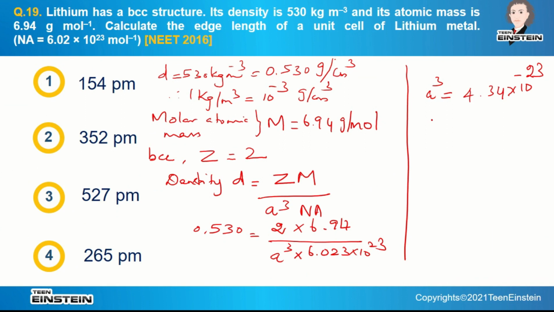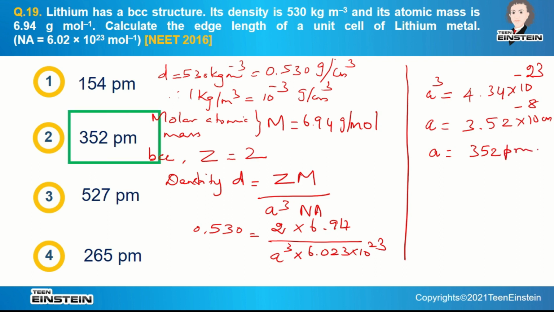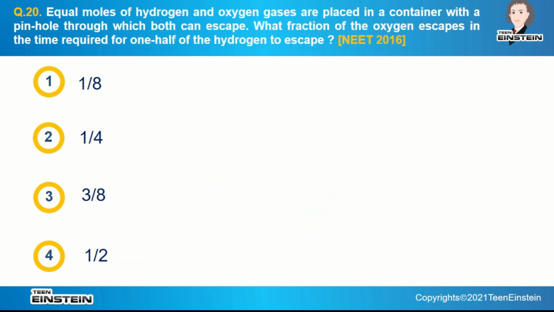So calculating the a value, which is equal to 3.52 into 10 to the power minus 8 centimeter. So the edge length of a unit cell of lithium metal, that is a, is equal to 352 pm. So the correct answer is option 2. So next, move on to the 20th question.